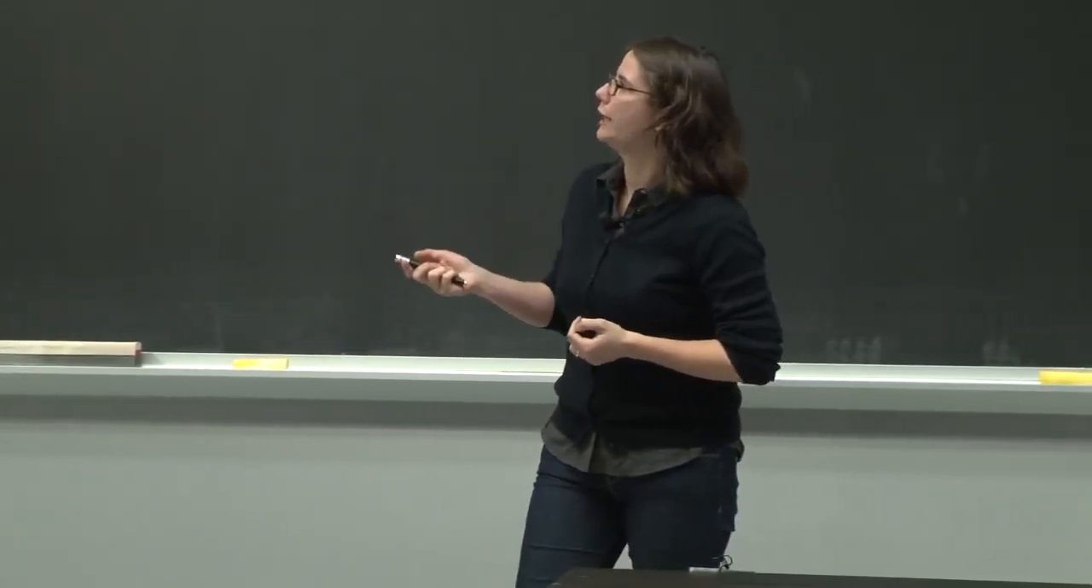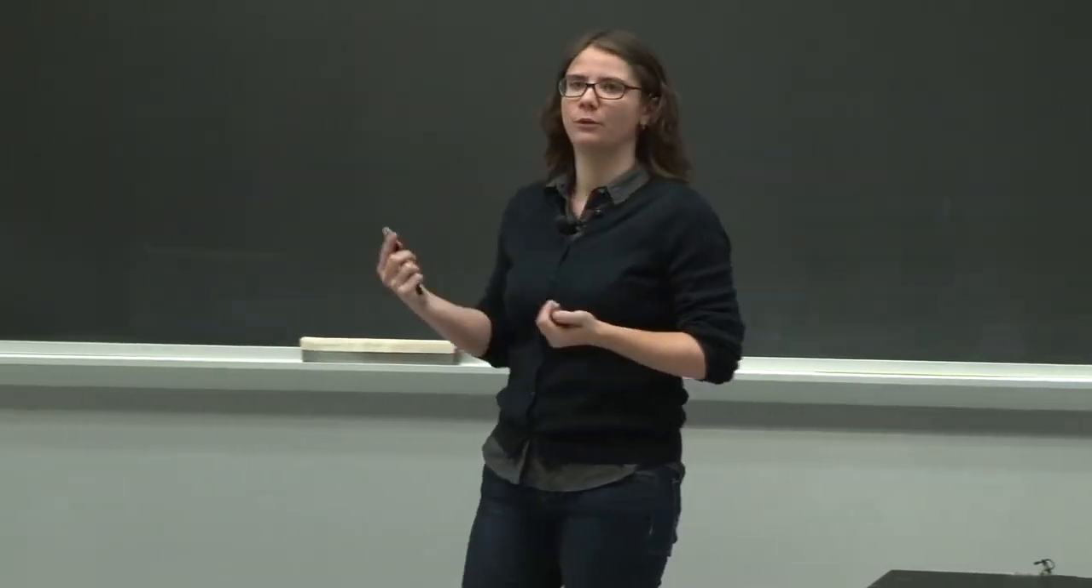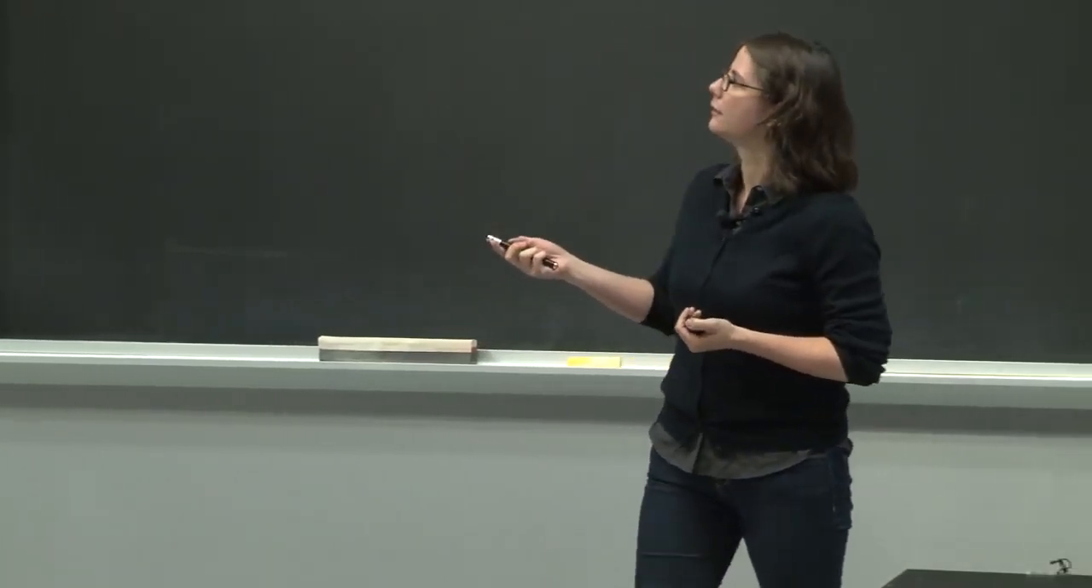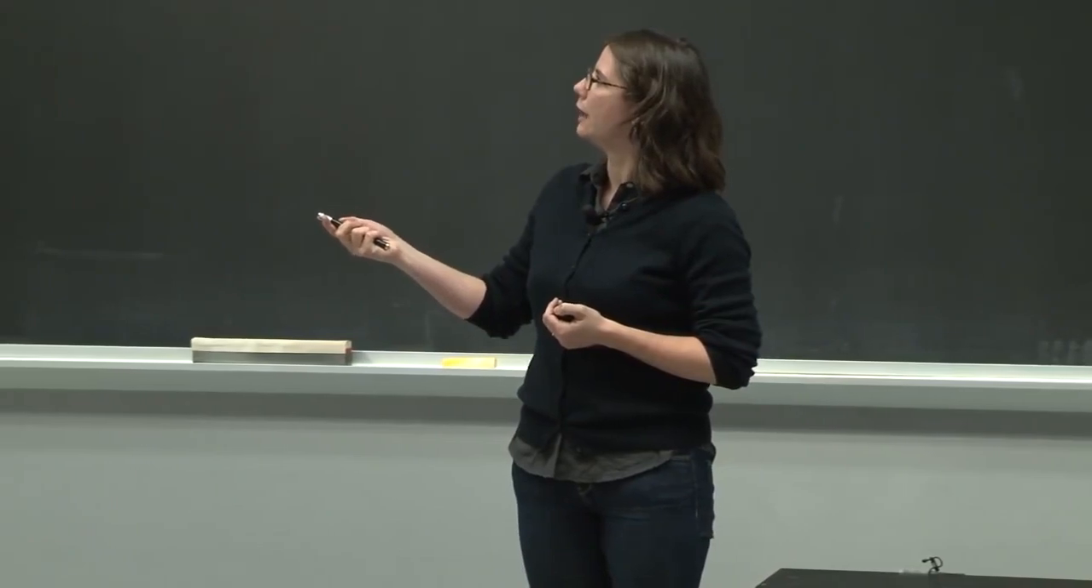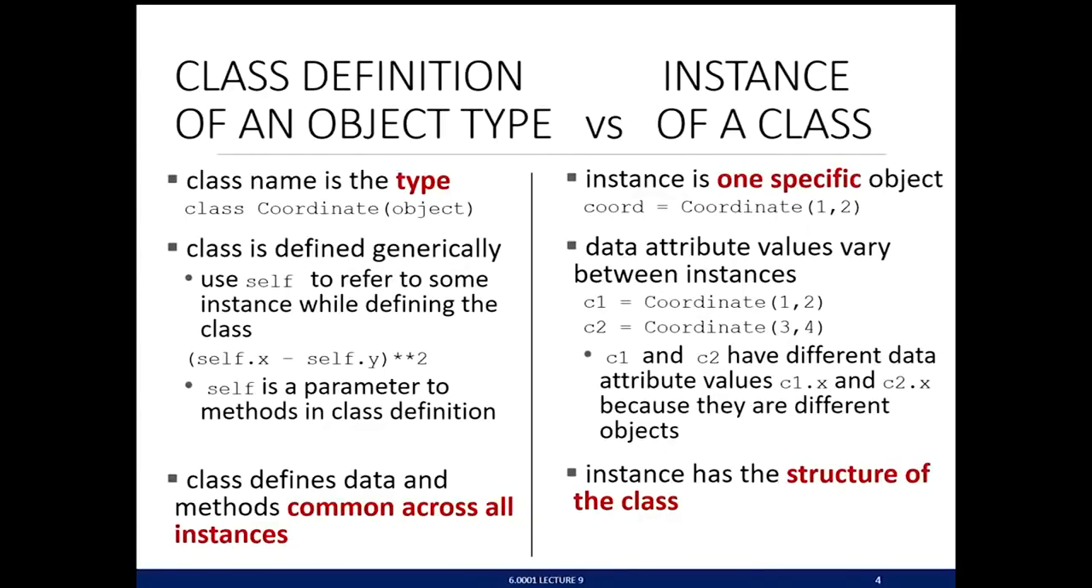When you're creating instances of classes, you can create more than one instance of the same class. We can create a coordinate object here using this syntax right here. You say the type and then whatever values it takes in. And you can create more than one coordinate object.